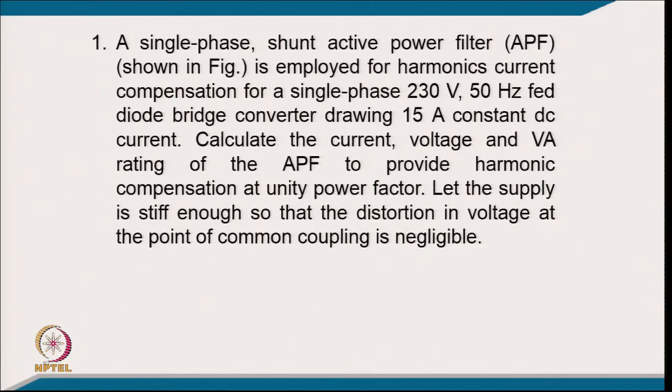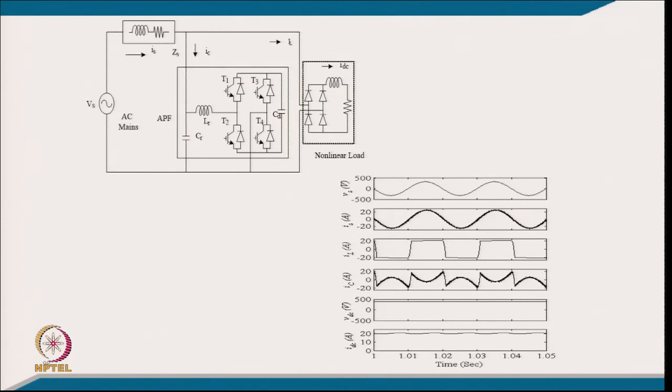Now we will be talking about some numerical problems. A single phase shunt active filter is employed for harmonic current compensation of a single phase 230 volt 50 hertz fed diode bridge converter drawing 15 ampere constant DC current. Calculate the current, voltage and VA rating of the active power filter to provide harmonic compensation at unity power factor. Let the supply be stiff enough so that the distortion in voltage at the point of common coupling is negligible, and this is the typical circuit.